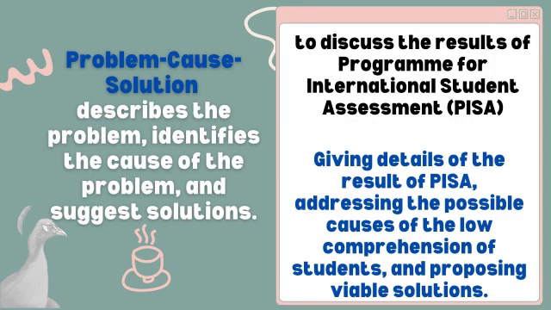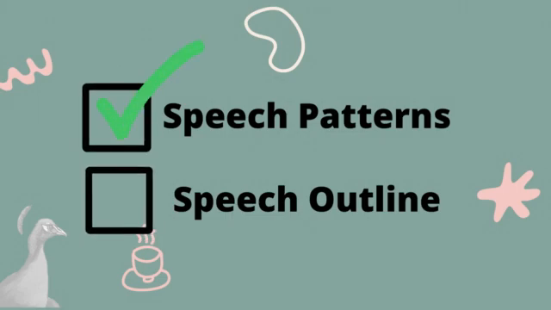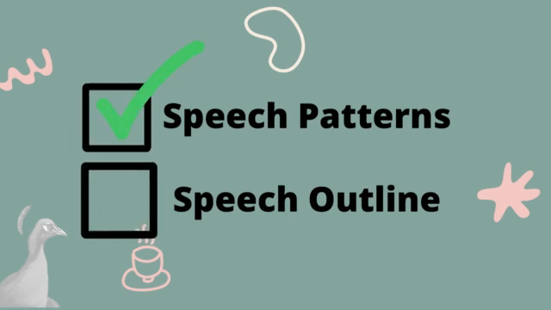Problem-cause-solution pattern describes the problem, identifies the cause of the problem, and suggests solutions. For example, you want to discuss the Program for International Student Assessment or PISA results. You may write your speech giving details of the result of PISA, addressing the possible causes of the low comprehension of students, and proposing viable solutions. Are the organizational patterns clear? I hope that you have an idea of how to make your future speeches based on organizational principles or patterns.